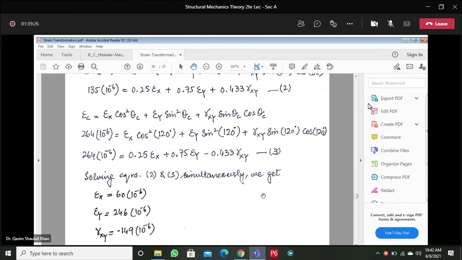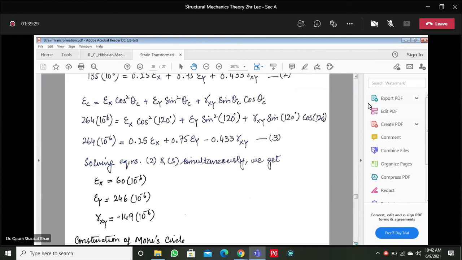Guys, anyone found the answers? Yes, sir. Okay. So now guys, we have epsilon x equal to 60 microstrains, epsilon y is 246 microstrains, gamma xy is minus 149 microstrains. Now based on this, this is your plane state of the strain. We will draw the Mohr's circle based on this, and then we will calculate the principal strains and maximum in-plane shear strain. So let's start the Mohr's circle.